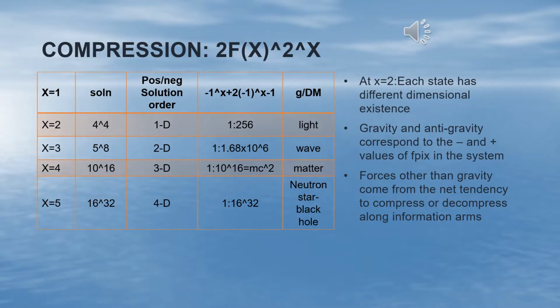Having discussed the creation of CT1, it's now time to look at how CT1 states fold and compress in order to get to higher states. The basic equation that leads to the compression is 2 times f of x raised to 2 to the x. F of x is the Fibonacci number for x. For x equals 2, this is merely 1 plus 1. For x equals 3, it's 1 plus 2, and for x equals 4, it's 2 plus 3, and so on.